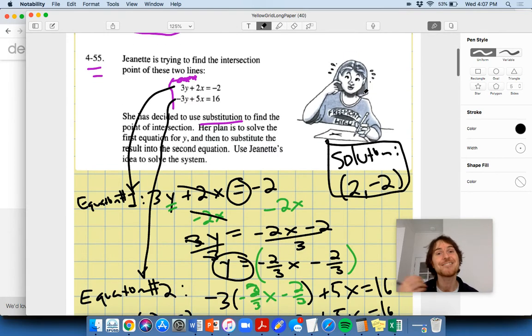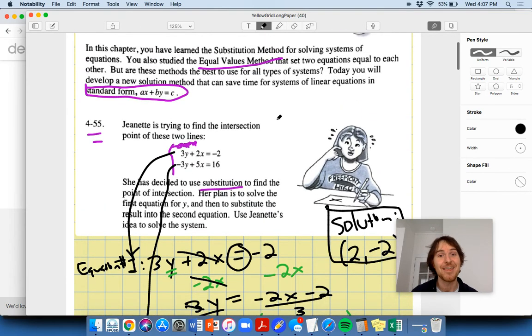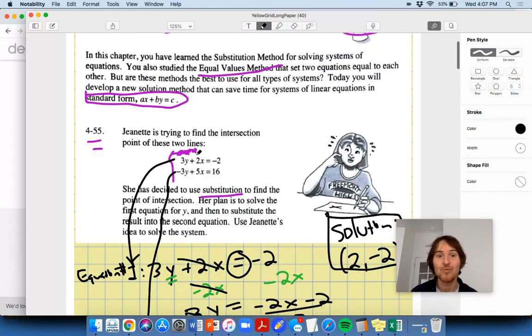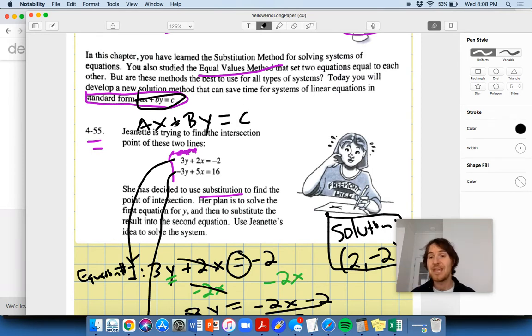Yeah, right? Substitution, not a great method. Not a great method when you have things written in this standard form, okay? So just keep an eye out for that. When I have my x's and y's on one side of the equation, elimination, right? And that goes for both equations, both of them, right? This is ax plus by equals c, or by plus ax equals c.